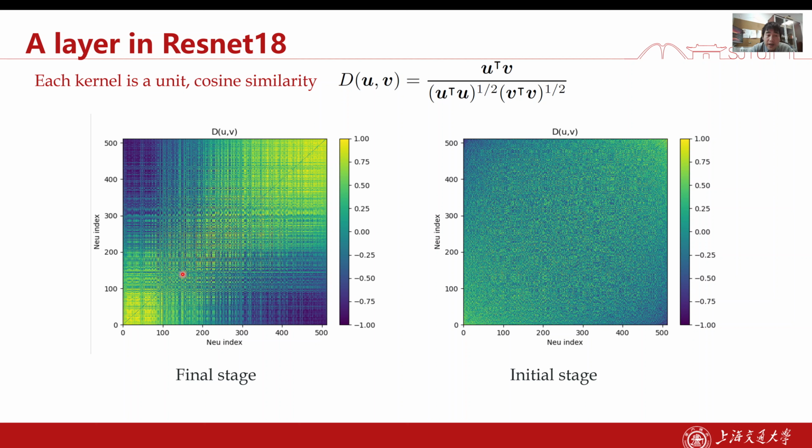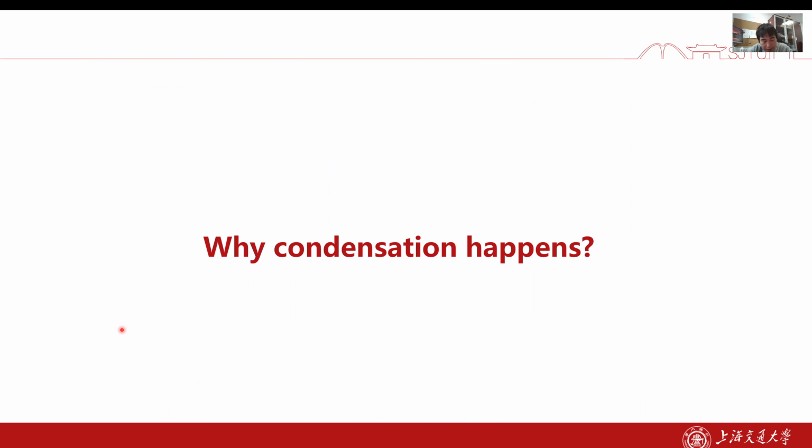In a coarse-grained sense, it's about two large groups here, meaning there are many kernels that are very similar. So in this piece, we showed that during the training the kernels, or the neurons, will gradually condense. We can also see that it's very common in the nonlinear regime, and also in practical nets there is condensation. In the next piece, we will study why condensation can happen.